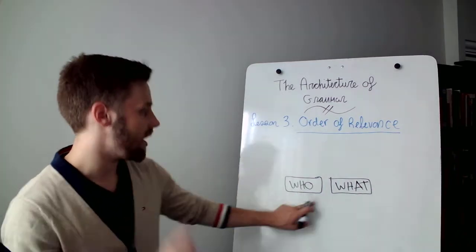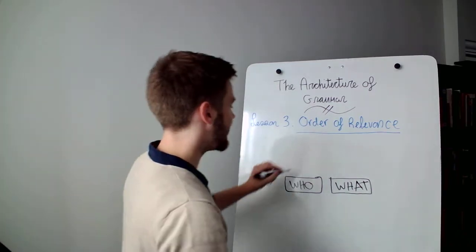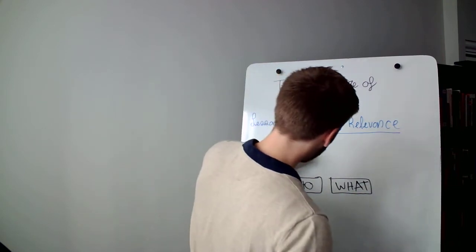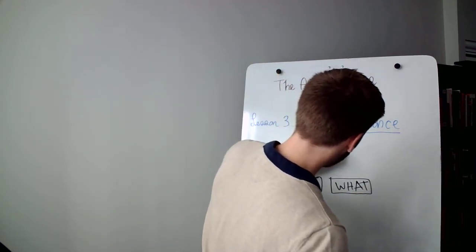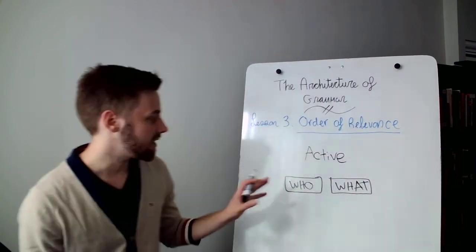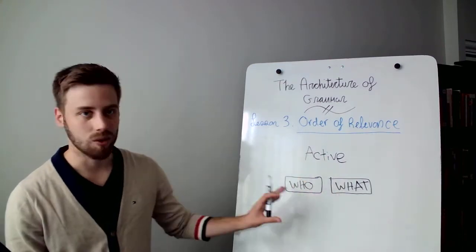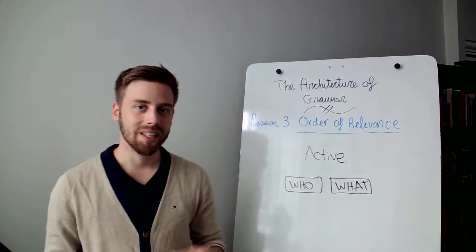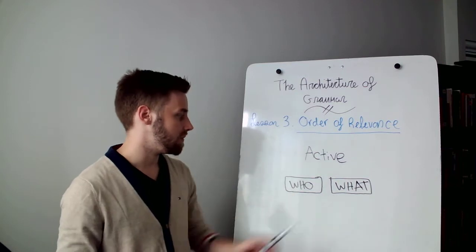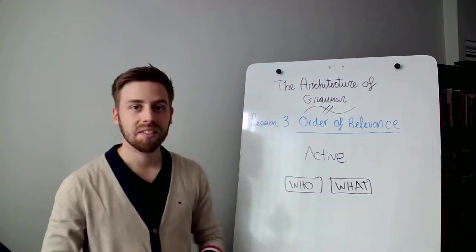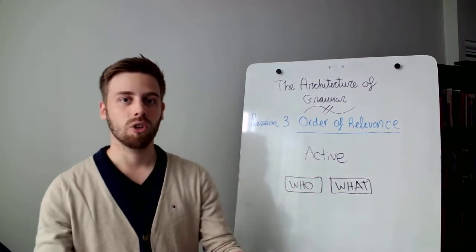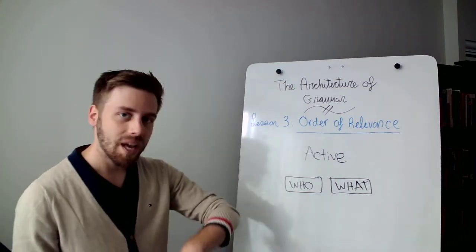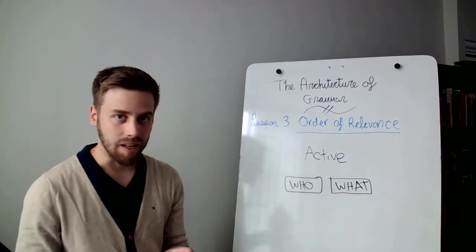So what you're looking at right now, the who and the what, that is active. This is the active voice, who, what, in this order. Why is it active? Well, it's active because you have someone doing something. The subject comes first. This is the nature of a story. Someone does something. Now put that in contrast with passive.